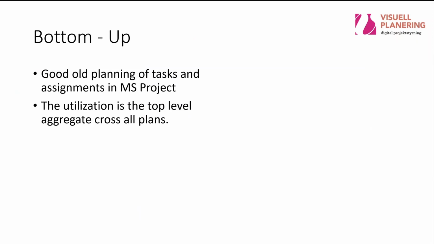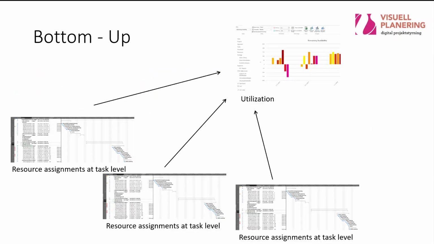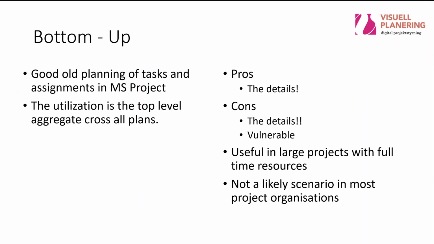Well, one way of looking at that, it's the good old planning of tasks and assignments in Microsoft Project. And the utilization will then be the top level aggregate across all plans. So basically, all the project managers assign resources at the task level. They estimate the work effort, they plan the tasks in time, and then the sum of that becomes the utilization in the portfolio. The pros of this, the advantages, is that you can drill down to the details. You will know exactly why there is 100 hours on this resource during this month. You can drill down to the detailed task, what's happening on Thursday.